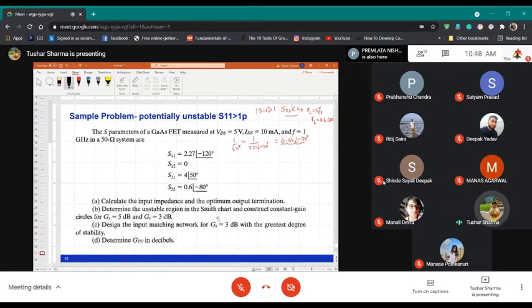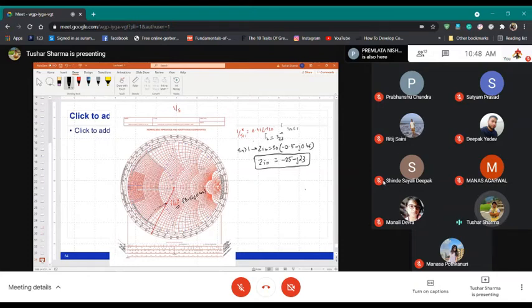It is asking us to determine the unstable region in Smith chart and construct constant gain circles. GS is 5 dB and 3 dB. तो पहले तो हमें रीजन पता लगाना है कि स्टेबल रीजन कौन सा है और नॉन स्टेबल रीजन कौन सा है. ओके. तो what we will do once you have that, you can do two things, right?